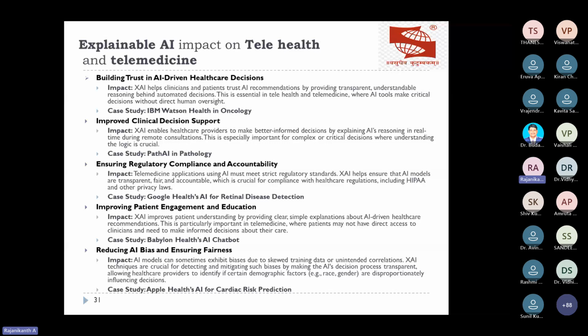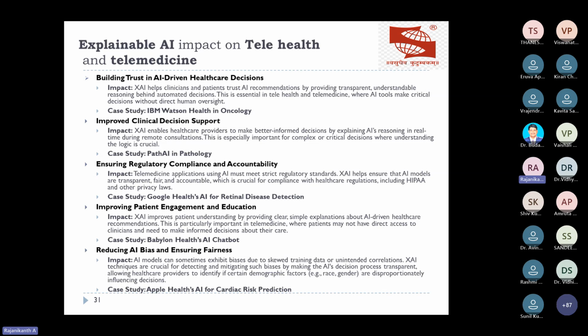So we can see more case studies are there. Building trust in AI-driven healthcare decisions: we have IBM Watson Health in oncology. This is another solution that we have. What it does is help the patients and the clinical experts trust AI recommendations by providing transparent and understandable reasoning behind automated decisions. So it gives an explanation. I was talking about explainable AI, right?